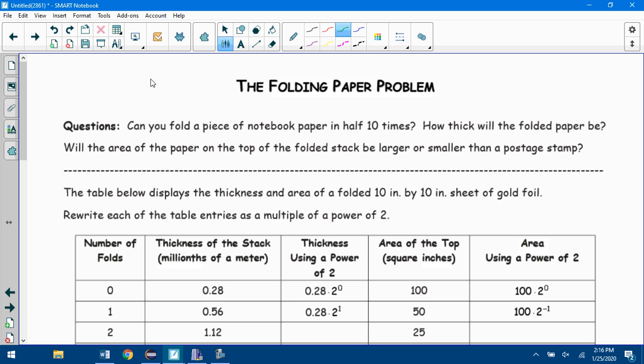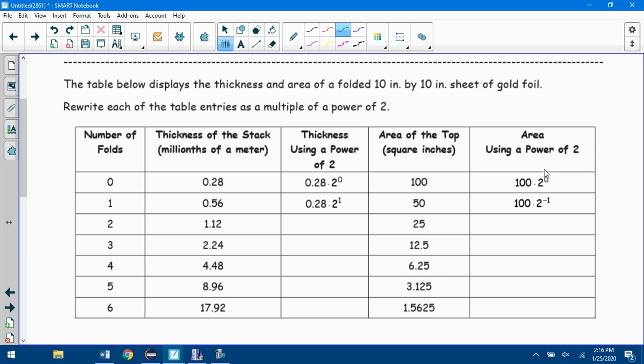But if we have a less thick paper, like the table below, displaying the thickness of the area of a folded 10 by 10 inch of gold foil that's less thick than regular notebook paper, you actually can fold it more than 6 or 7 times. But what I really want to look at is the exponents here. It says rewrite each of the table entries as a multiple of a power of 2. So if you notice the thickness of the stack, this should make sense. So the first, when there were no folds, this gold foil was 0.28 millionths of a meter thick.